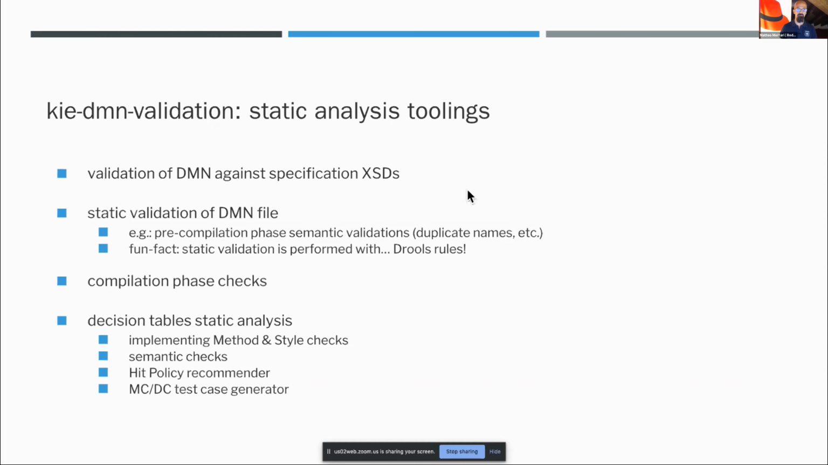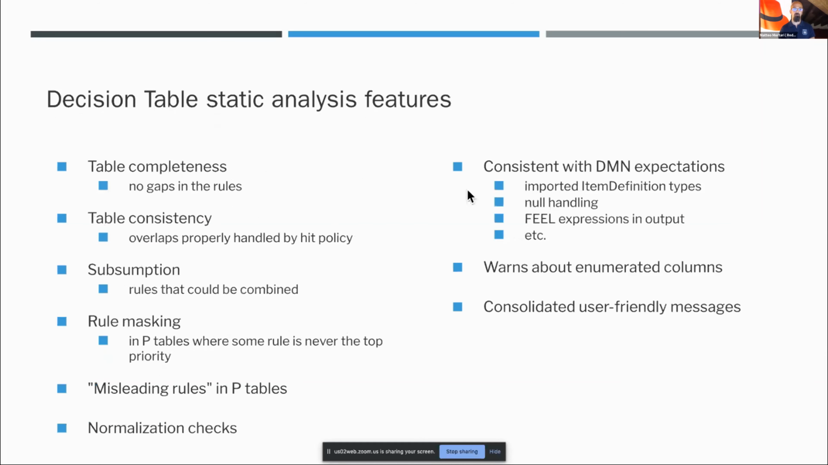And I want to mention that because I believe it's really funny for us to see this dogfooding of the project and application. We have, of course, compilation or processing phase checks and decision table static analysis that Bruce has introduced. We implement method and style checks that Bruce has described. We perform semantic checks against the DMN decision table semantics. We have the policy recommender feature and the MCDC test case generator. So for the presentation today, we're going to focus on the decision table static analysis feature.